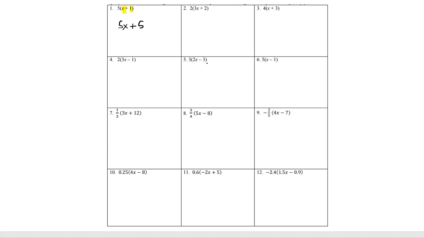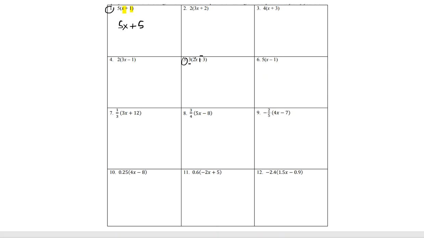Okay. Let's look at number 5. So we did 1. Let's look at number 5. We have a 3 right next to a parenthesis, and inside the parenthesis we have a 2x subtract 3. Let's go ahead and make this adding a negative.